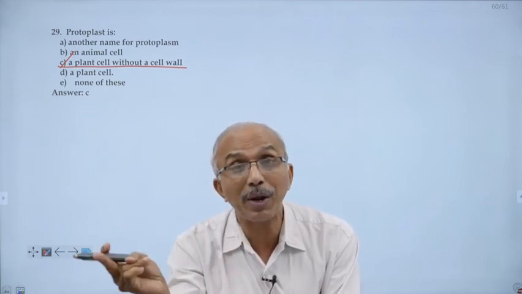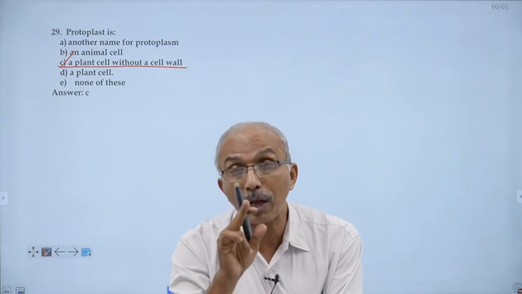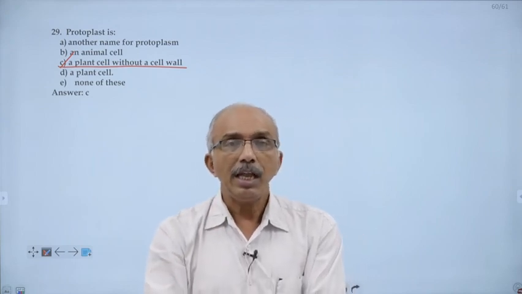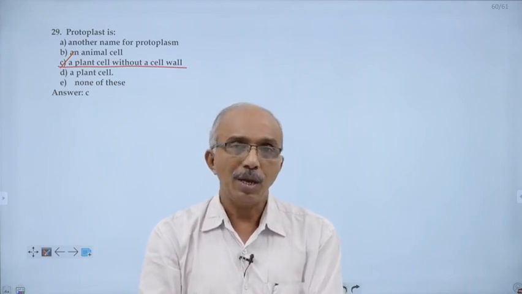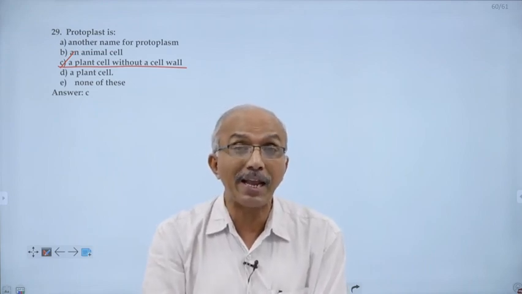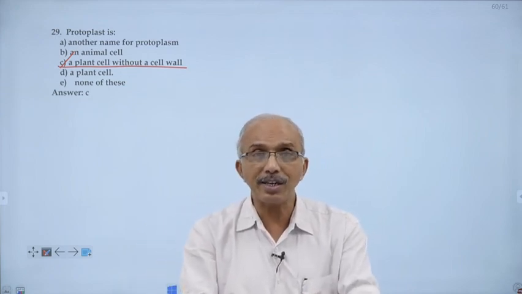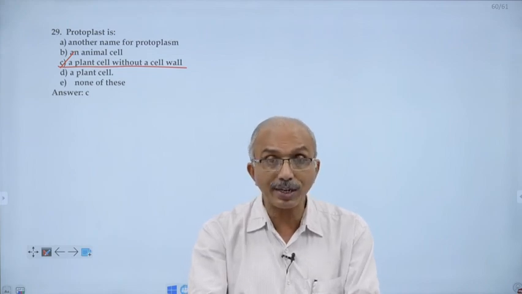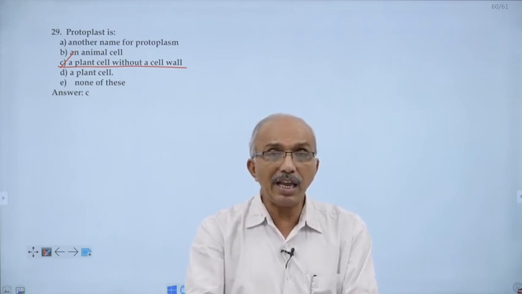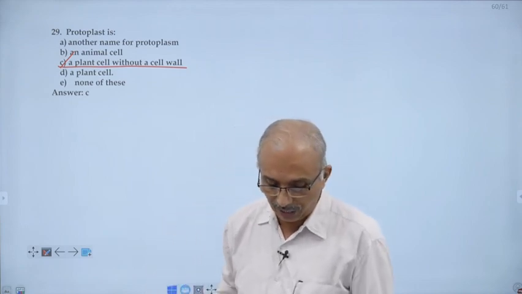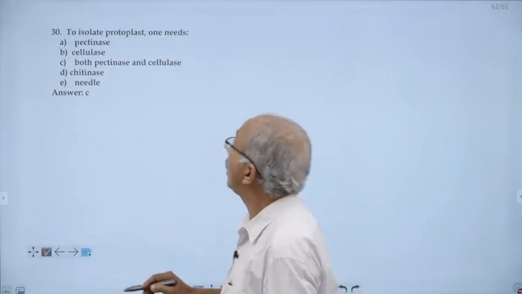Protoplasm is the liquid part, not protoplast. Protoplasm with a cell membrane, protoplasm with a plasma membrane, is called protoplast. So protoplast is the total living content of the cell. Question 30, listen.